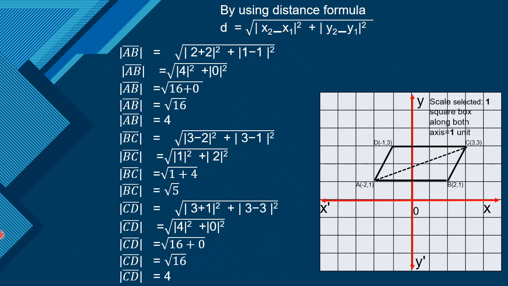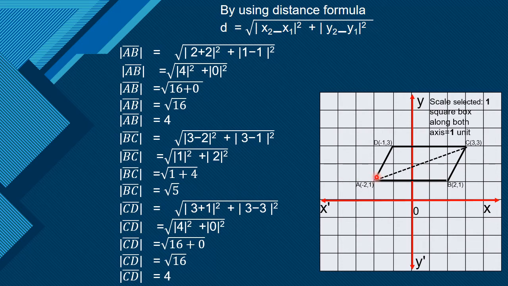So here we found the distance AB as 4 by applying this distance formula. Similarly, we found the distance BC as square root 5 and we found the distance CD as 4. As you can see, AB over here is this side, and CD over here is this side. Both of the sides are equal. And the side BC is square root 5.